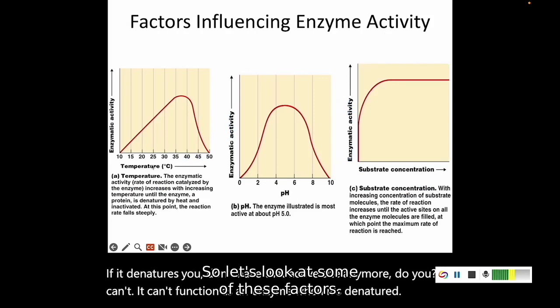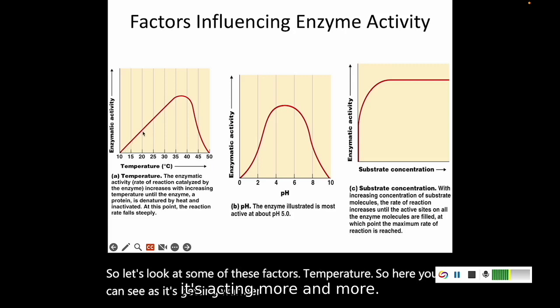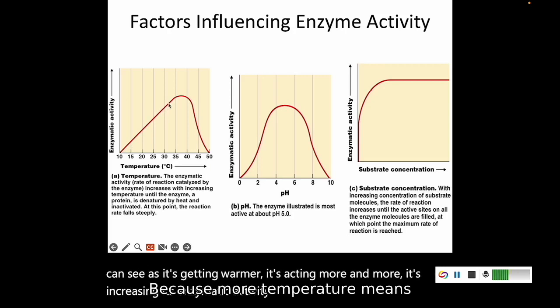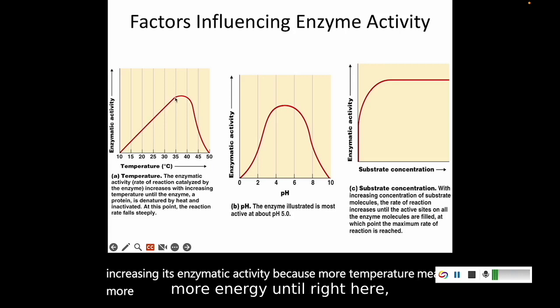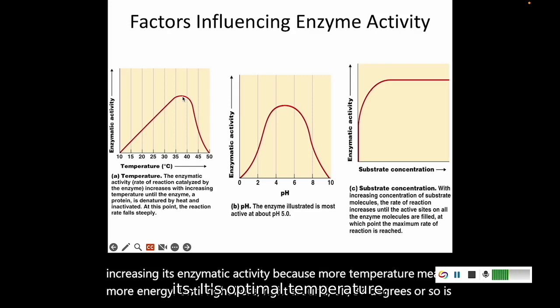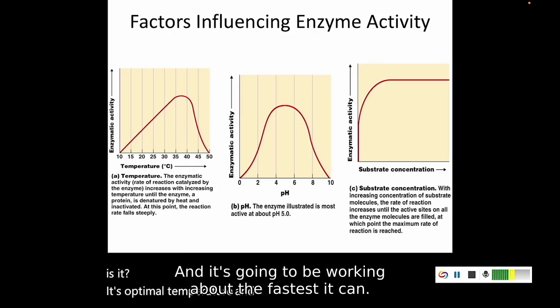So let's look at some of these factors. Temperature. So here you can see as it's getting warmer, it's acting more and more. It's increasing its enzymatic activity, because more temperature means more energy. Until right here, right around 37 degrees or so is its optimal temperature. And it's going to be working about the fastest it can.